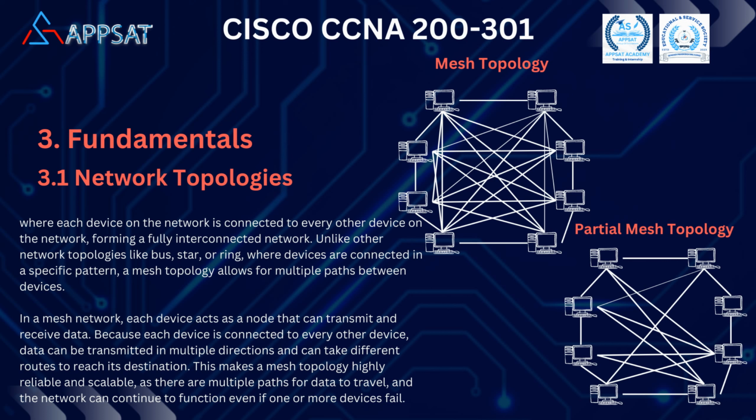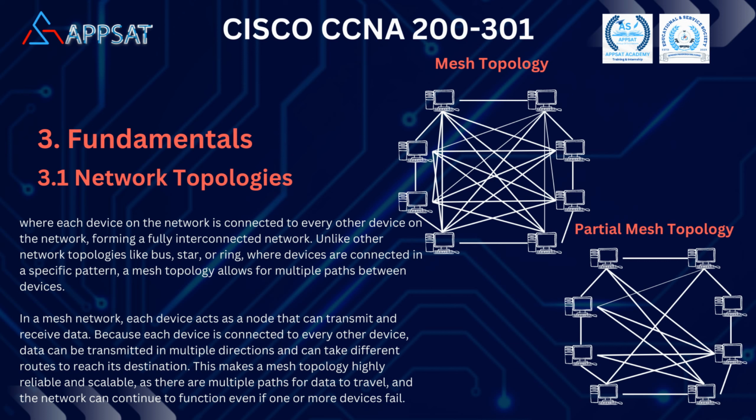In a mesh network, each device acts as a node that can transmit and receive data. Because each device is connected to every other device, data can be transmitted in multiple directions and can take different routes to reach its destination. This makes a mesh topology highly reliable and scalable, as there are multiple paths for data to travel, and the network can continue to function even if one or more devices fail.